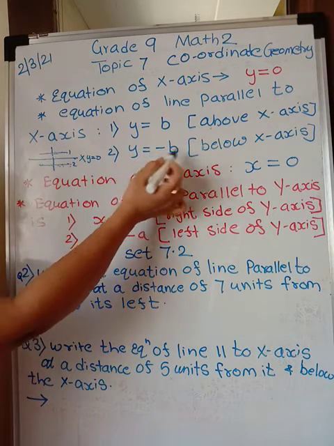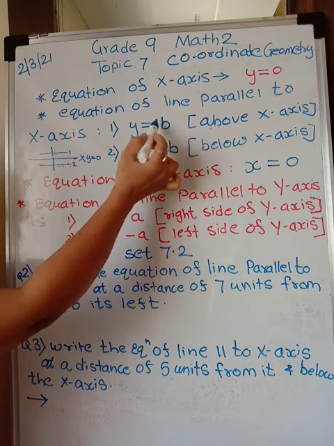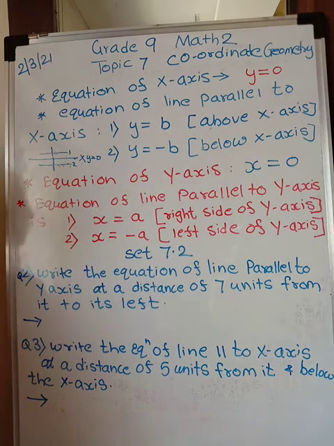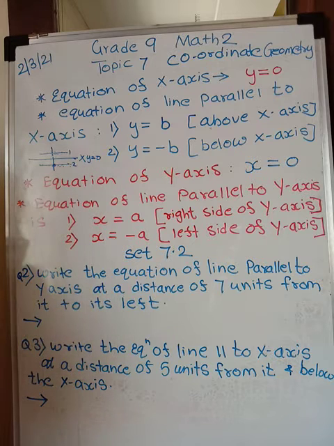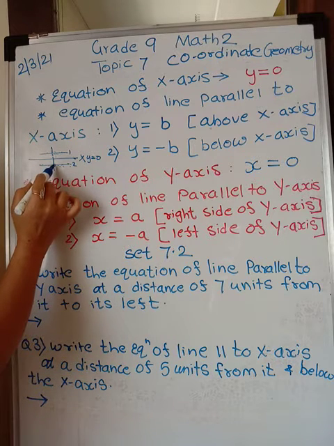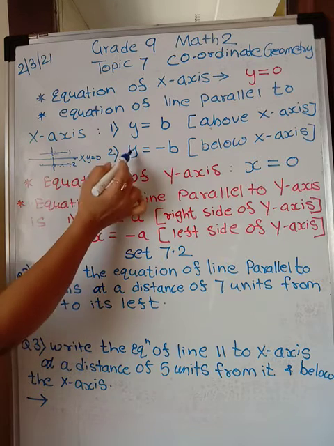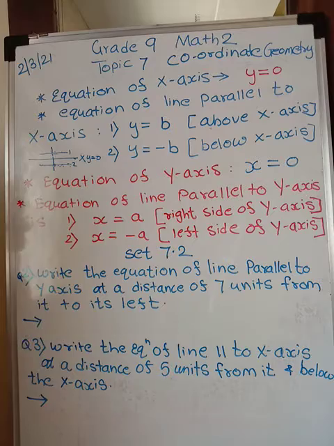If the line is below the x-axis, then y will be equal to minus b. So the minus sign indicates the line is below the x-axis. The plus sign indicates it is above the x-axis. Because see, this would be minus 2, no? The coordinate of this point, the value of this point, it is below. So the y coordinate will be minus 2. And therefore the equation will be y is equal to minus b.